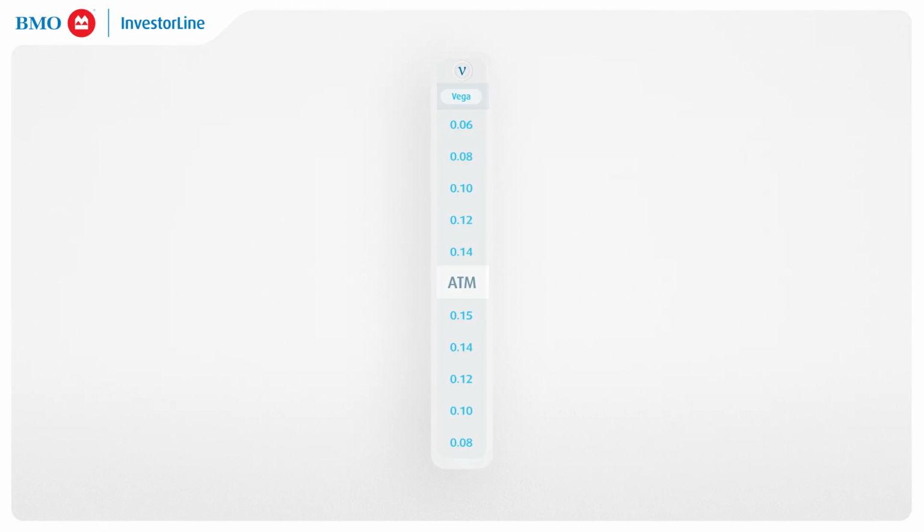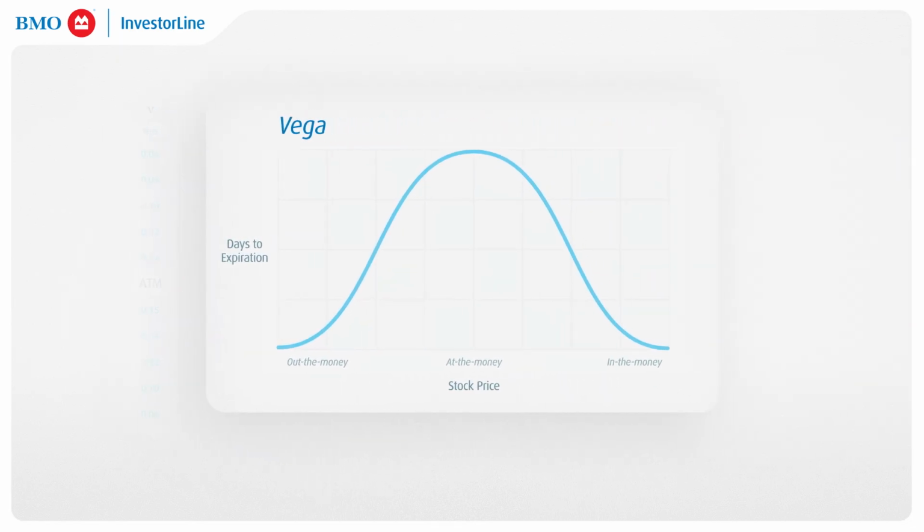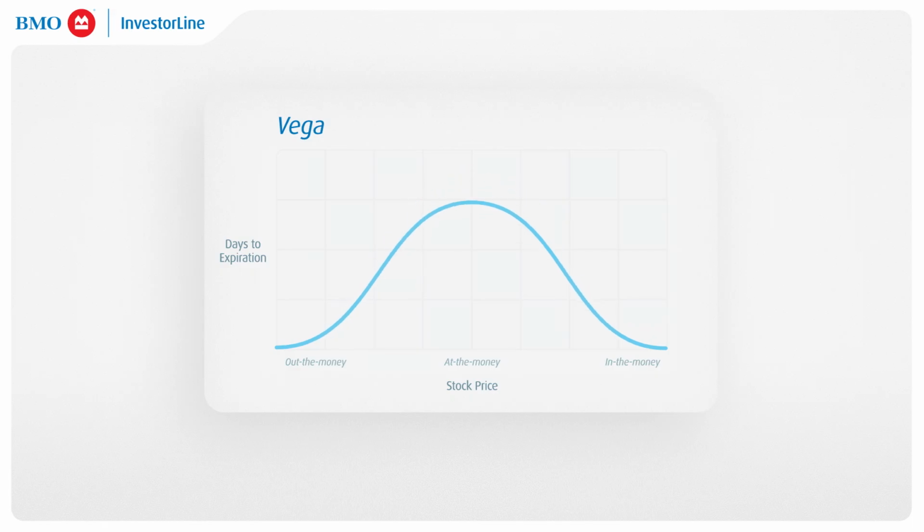Vega generally peaks for at-the-money options and decreases as the option approaches expiration. In other words, the more time remaining until expiration, the more sensitive an option's price will be to changes in implied volatility, particularly for at-the-money options.